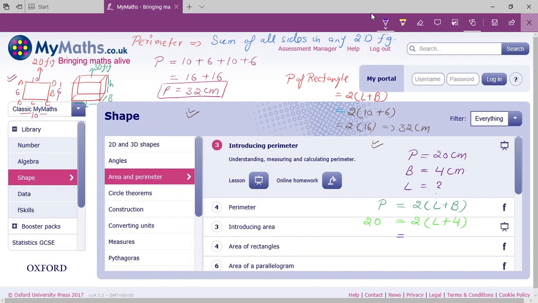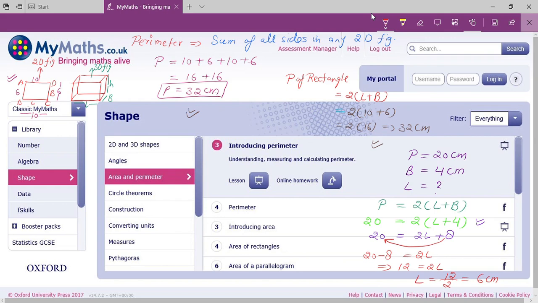Do you understand a little bit about the simplification of brackets? Suppose you have to simplify this. When you open your parentheses, it will be 2L plus 8 equals 20. Now always remember, when this type of linear equation is there, the numeric values go on the numeric side and the variable terms on the variable side. That means 20 minus 8 equals 12. Therefore 12 equals 2L, and then L equals 12 by 2, which equals 6 centimeters.